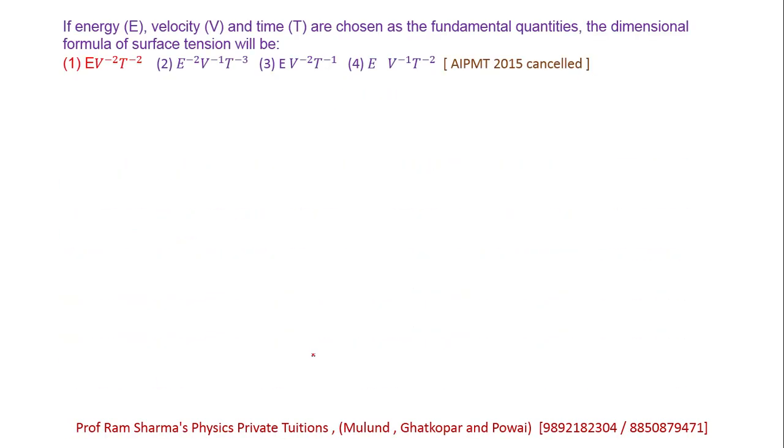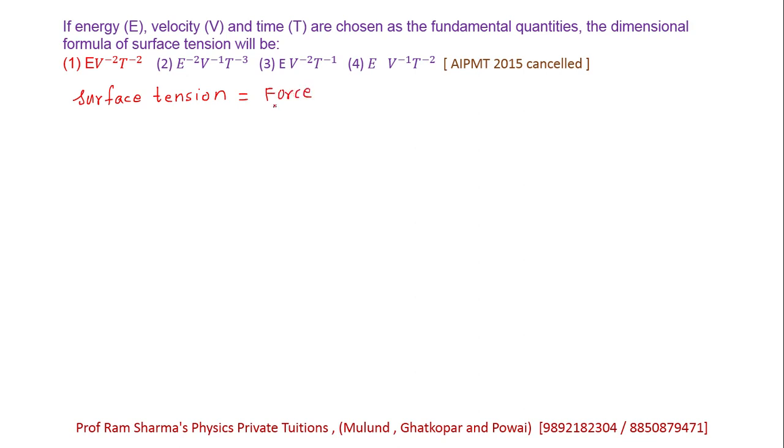Let's move on to the next question, that is AIPMT 2015, which was cancelled. But let's solve the question. The question which was asked, it's similar to what we did in the last question. If energy, velocity and time are chosen as fundamental quantities, the dimensional formula of surface tension will be. That means, what way does surface tension depend upon E, V and T? Let's start. The very first thing a student should know in this is the dimension of surface tension. So we should know that surface tension is nothing but force upon length.